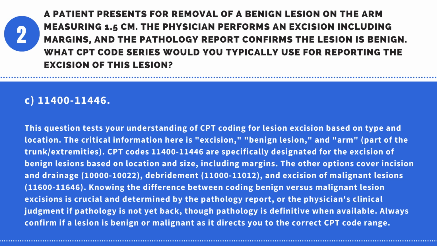The critical information here is excision, benign lesion, and arm, part of the trunk/extremities. CPT codes 11400, 11446 are specifically designated for the excision of benign lesions based on location and size, including margins. The other options cover incision and drainage, 10000 to 10022, debridement 11000, 11012, and excision of malignant lesions 11600, 11646.